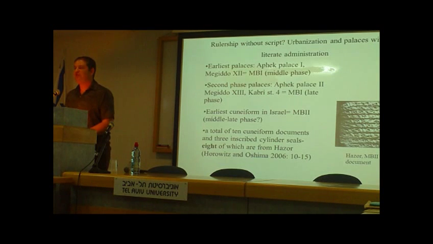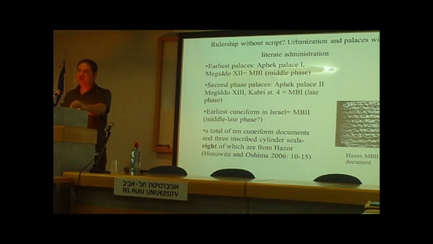That is, the first cuneiform text comes after the earliest palaces, let us begin with that. The earliest palaces are Aphek Palace 1, Megiddo Palace 12, Kabri, and other palaces belong to the middle and late phases of the MB1, what was once called the MB2A. Something in the 18th century, it is possible that the earlier Aphek palaces belong to the 19th century BC. However, they predate by at least a century and a half the earliest cuneiform texts found in Israel.